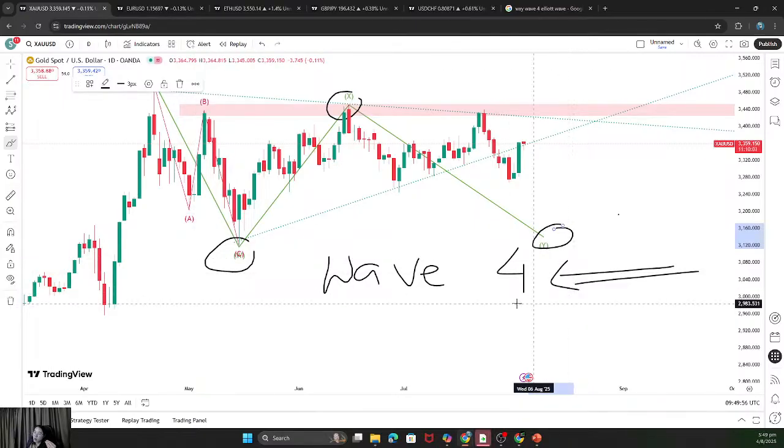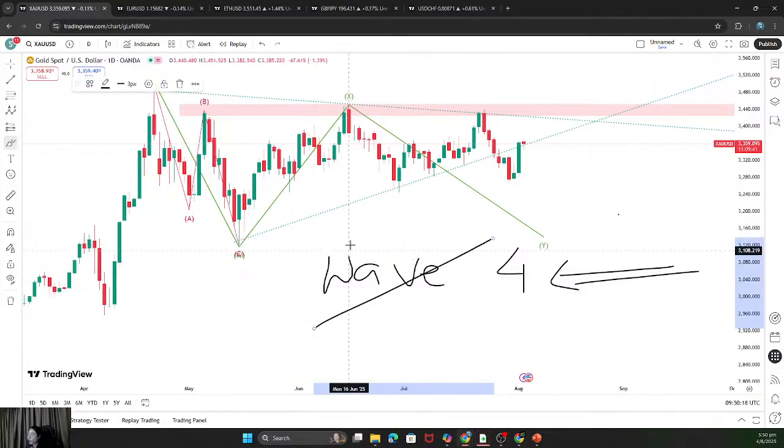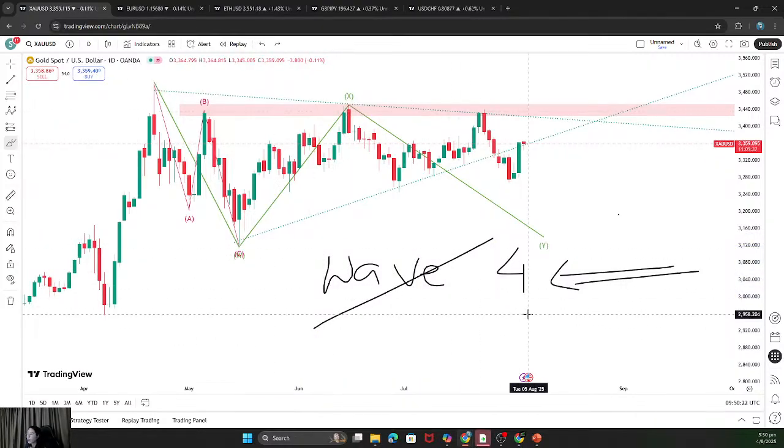Okay, what I'm going to do is I'm still going to do the analysis, but I'm personally not going to get into this trade. I'm still going to do the analysis. I'm just going to wait until wave 4 is over and then I will get in when there is a clear start of wave 5.